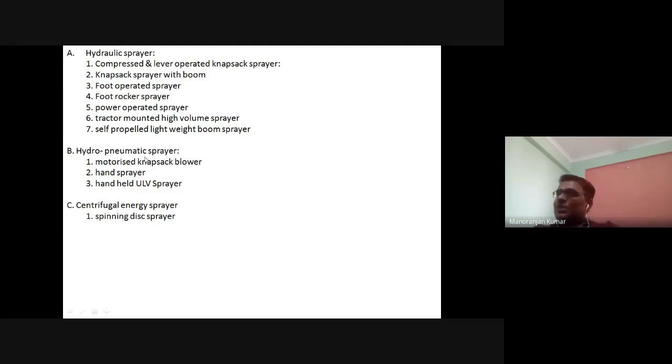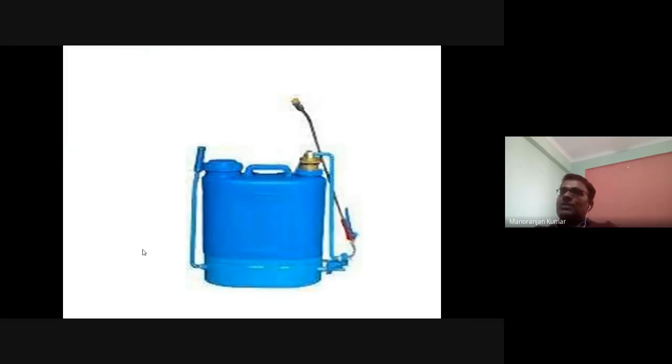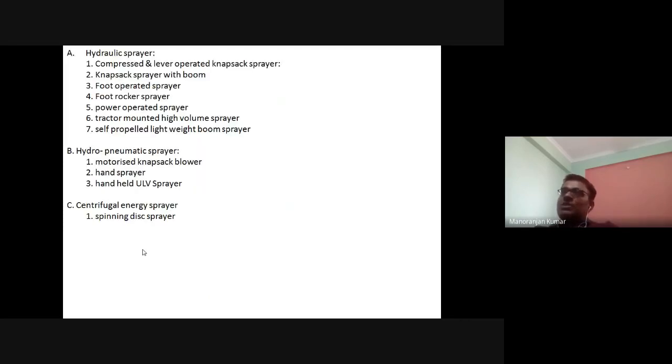Under the hydro-pneumatic sprayer, the examples are motorized knapsack blower. Second is hand sprayer, and third one is handheld ULV sprayer, ultra low volume sprayer. Under the centrifugal energy sprayer, the example is a spinning disc sprayer. Okay, so these are the examples of the different types of sprayer. Now we will see one by one all these types, all these examples.